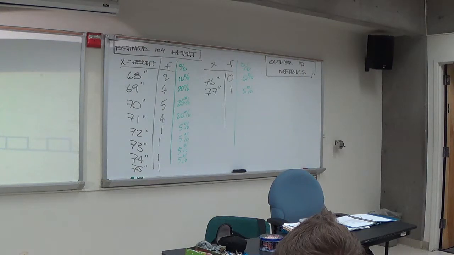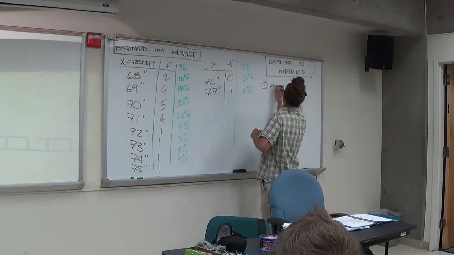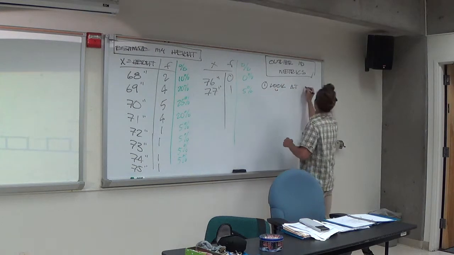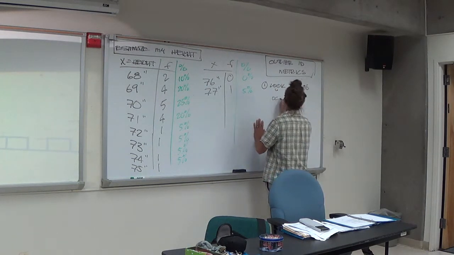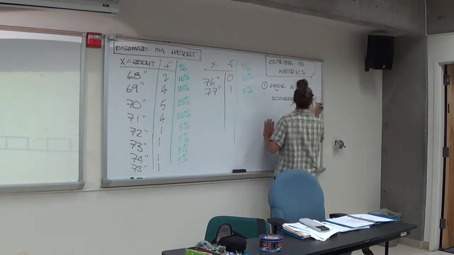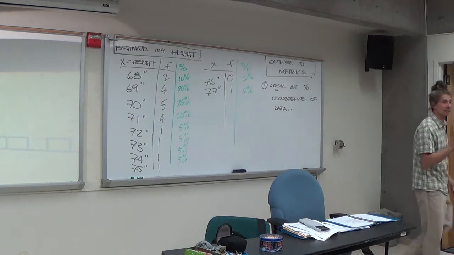Well, one way is to look at what's called the relative frequency or percentage occurrence. So this is one way of doing it. Look at the percentage occurrence of the data.